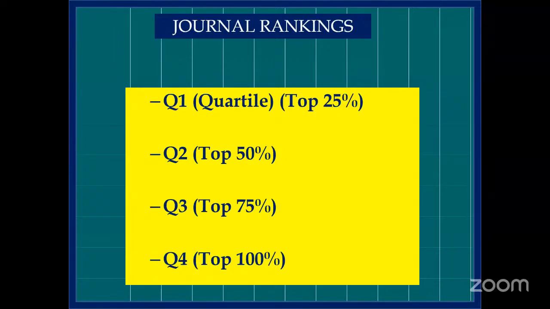You must know the different categories of journals: Quarter 1, Quarter 2, Quarter 3, Quarter 4. How can we differentiate them? Based on the impact factor. If it is more than 5 or 6, above 10, we put it under Q1. Less than 5 or 3 is Q2. Less than 2 is Q3. Impact factor of one and less than one is Q4. This is top 100, top 75, top 50, and top 25.